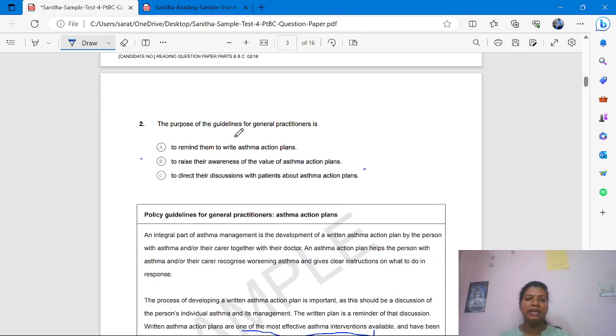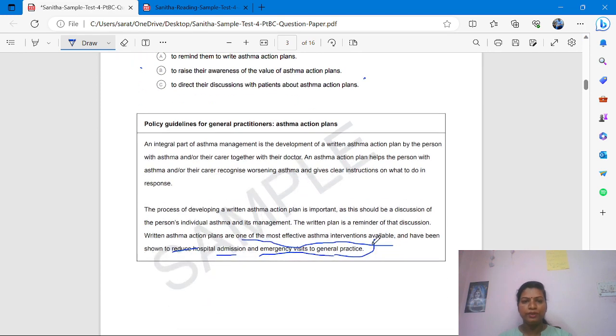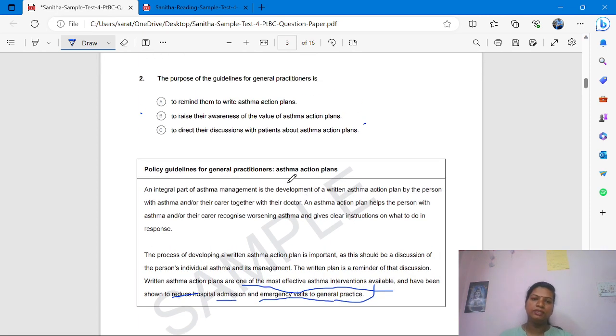So what is the guideline saying? To remind them to write an asthma action plan. Does it remind the general practitioner to write an asthma action plan? We have to ask ourselves. So we have to make a summary. This is about the asthma action plan. It is saying that it can reduce hospital visits and emergency visits or reduce hospital admission. And this asthma action plan can give the patient clear instruction when there is any asthma worsening. Okay, this is the summary.